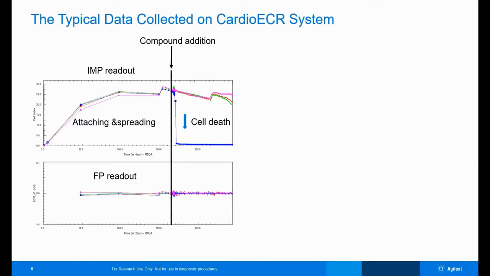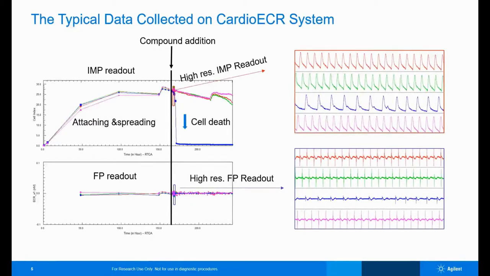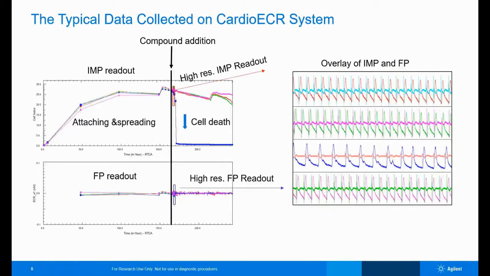However, if you zoom in on a data point on this curve, then you will get a high time resolution readout. Here are 30 seconds of field potential waveforms. Based on the impedance readout, you can get this contractile waveform, and each waveform represents one beat. Since the CardioECR system records impedance readout and field potential readout at the same time, the software can superimpose these two signals and show us the excitation-contraction coupling of cardiomyocytes.